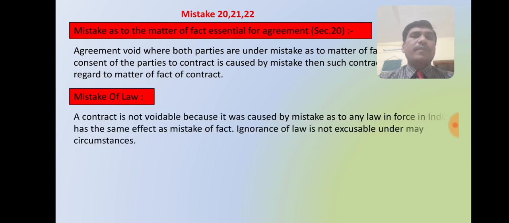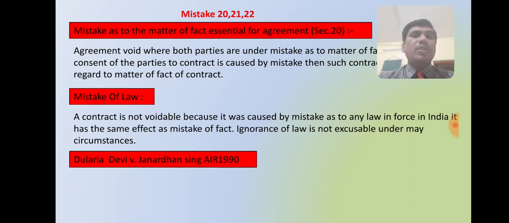Mistake of law. A contract is not voidable because it was caused by mistake as to any law in India. In India, it has the same effect as mistake of fact. Ignorance of law is not excusable under any circumstances. So if the parties are under mistake of law or mistake of fact, the contract is void.